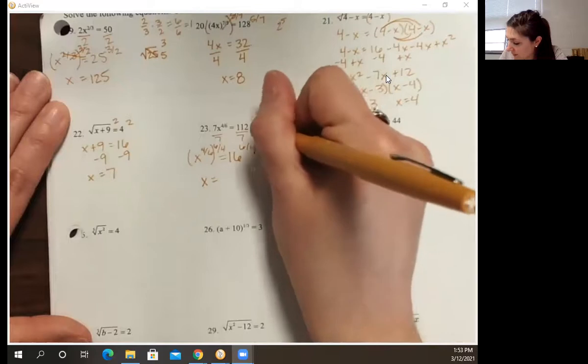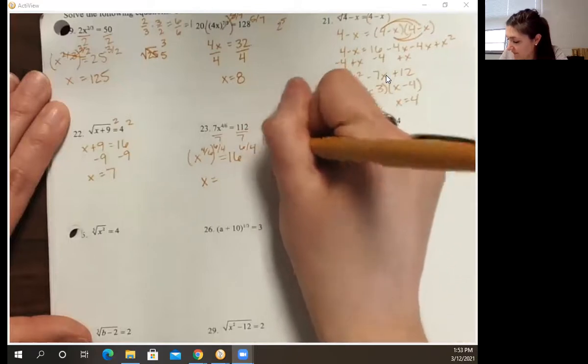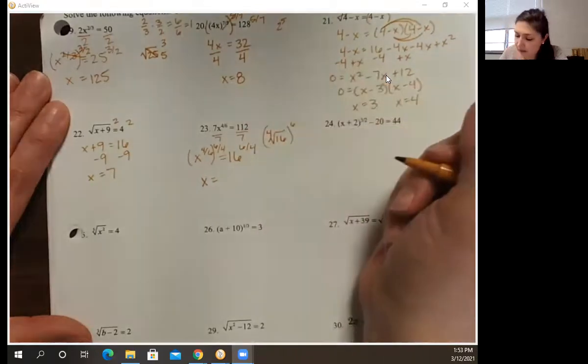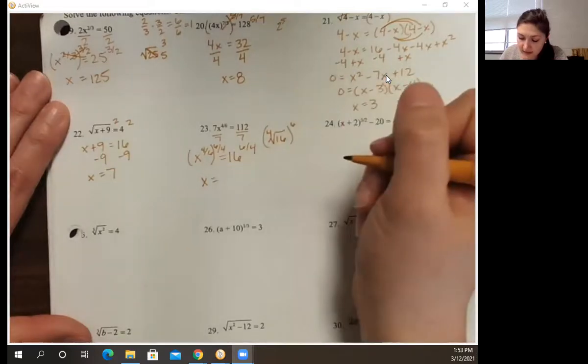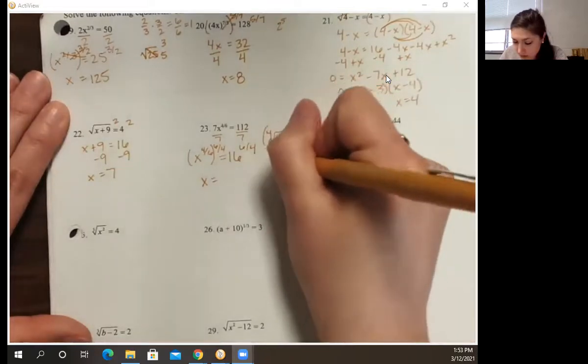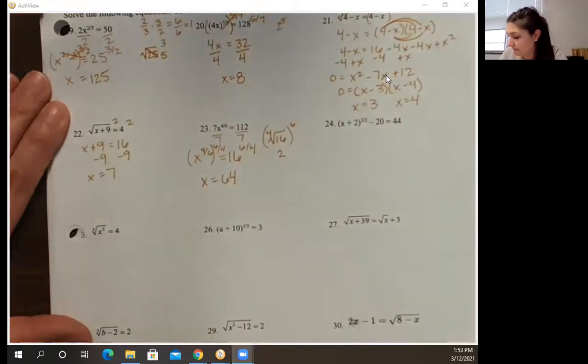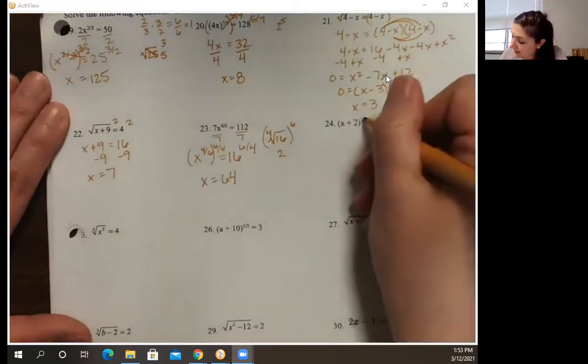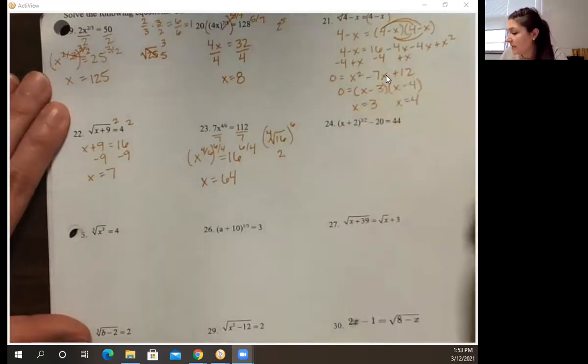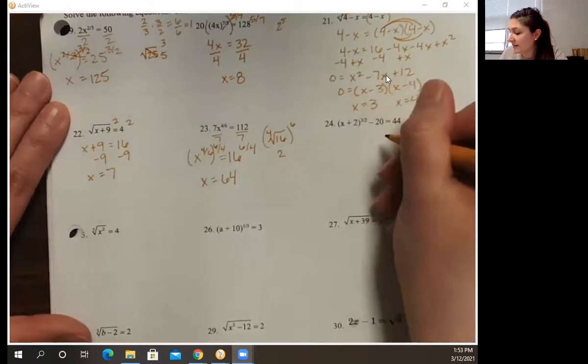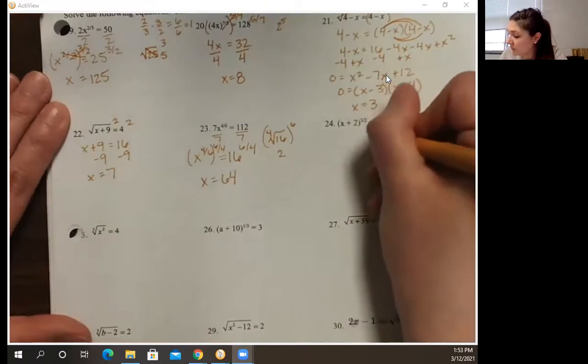Here I'm asking what's the 4th root of 16? And then take it to the 6th power. The 4th root of 16 is 2. 2 to the 6th would be 64. So x is 64. Number 24, again, I have something with an exponent. So I want to get the thing with the exponent by itself. That means this 20 needs to move to the other side.